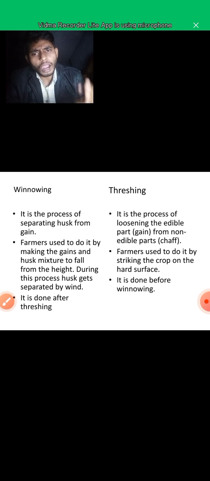It is done after the threshing. After the threshing, it is done. But threshing is a process of the weakening of the process. It is a process of the losing of the eligible parts. Farmer used to do while the shrinking of the crop. Hard, hard surface is the surface of the weaving.